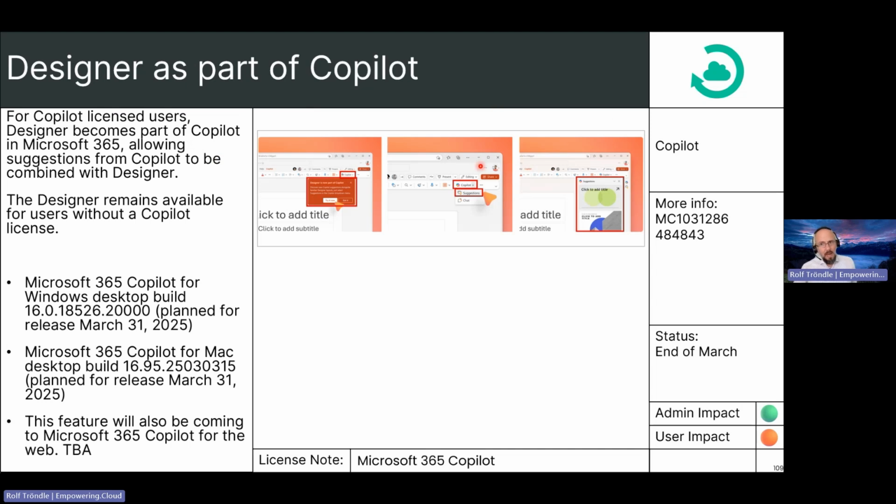PowerPoint has the Copilot, but PowerPoint also has the, let's say, older Designer feature. For Copilot license users, this Designer will be merged together with Copilot. So Designer will be part of Copilot and will use the Designer functionalities in conjunction with Copilot to give you new design elements and propositions. But if you don't have Copilot licenses, then Designer will still be available for your users just as they used to have it. That's quite funny.